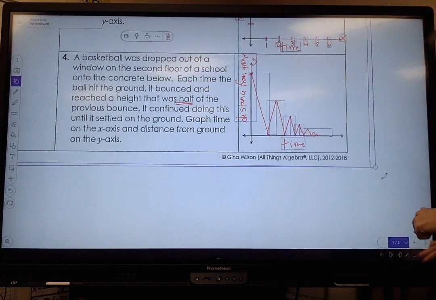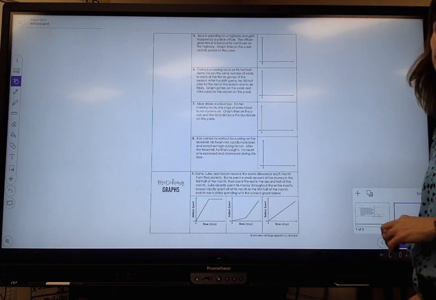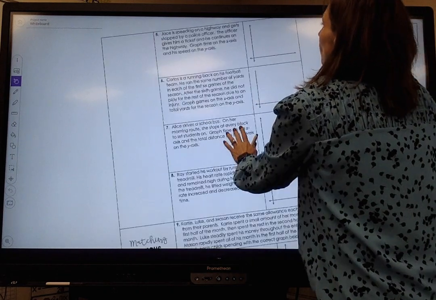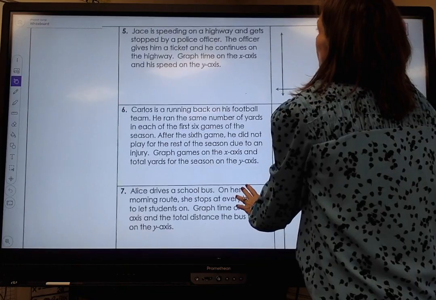All right, let's turn the next page and look at number 5. All right, so Jace is speeding.